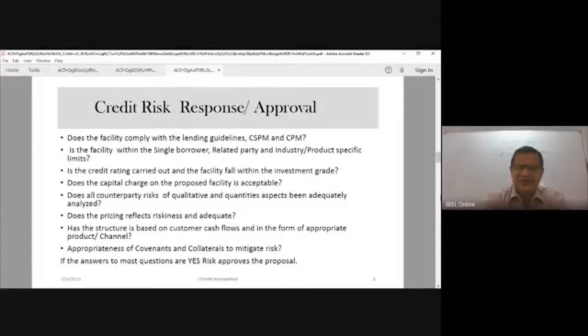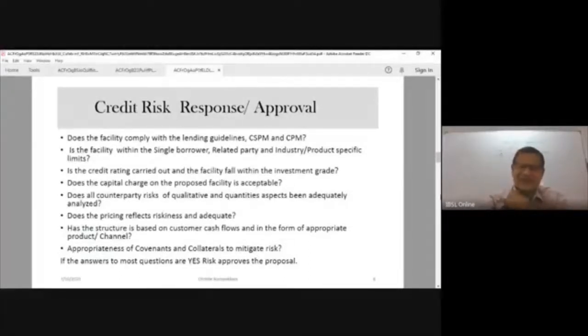Thus, all counterparty risk of qualitative and quantitative aspects being adequately analyzed. So we know that in your evaluation, you need to do two types of evaluation. You need to do qualitative analysis and you need quantitative analysis. Quantitative analysis is actually financial analysis. Qualitative analysis is all other factors like their market share, the environment they operate in, management and ownership, all that are the qualitative aspects of the company.